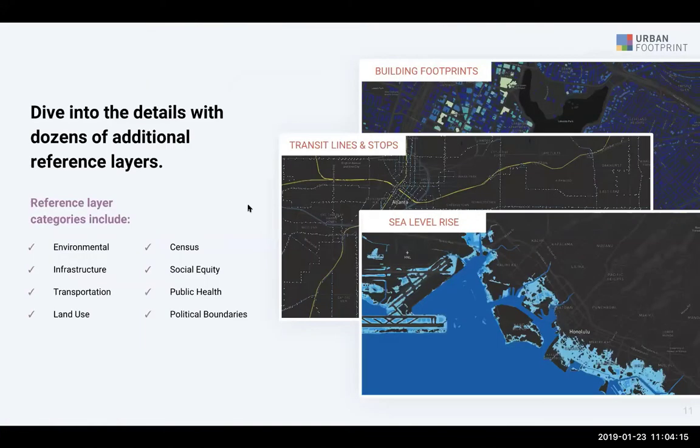In addition to the base canvas, Urban Footprint's built-in reference layers provide you with the additional context you need for your projects. Over 800 reference layers cover categories including environmental and resilience, infrastructure, transportation, land use, census data, and much more. Not only can you create compelling standalone exhibits with these reference layers, but you can also use Urban Footprint's spatial query tools to join layers, create buffers around map features, and much more.